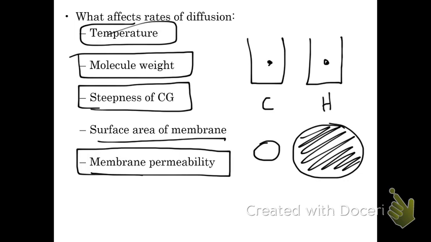So those are 5 different phenomena that can affect the rate of diffusion, and they all work together, right? So these would all be occurring simultaneously.